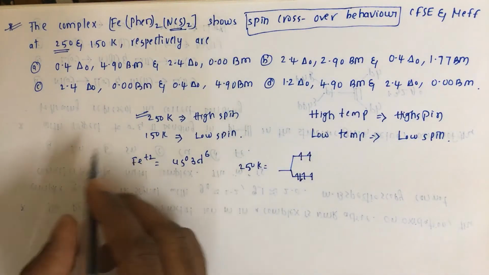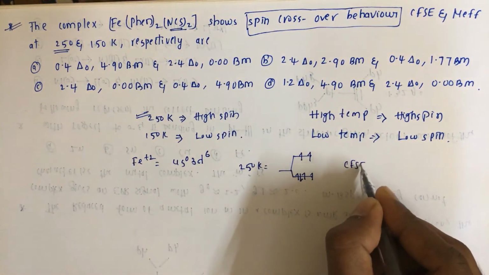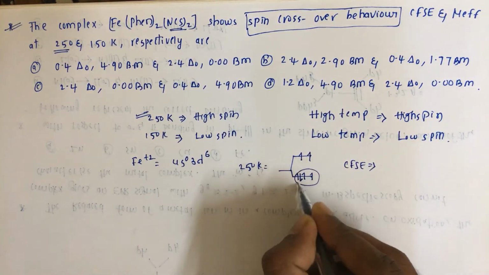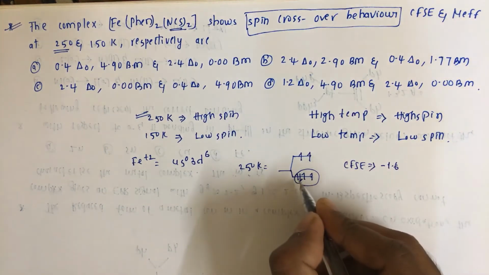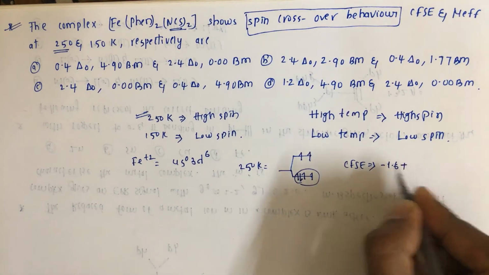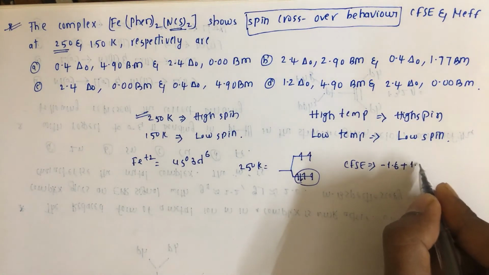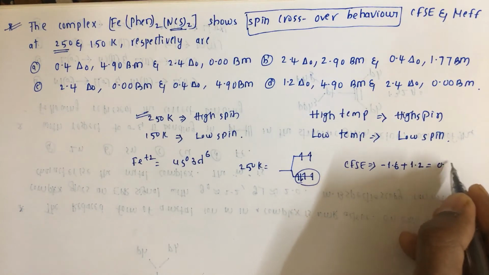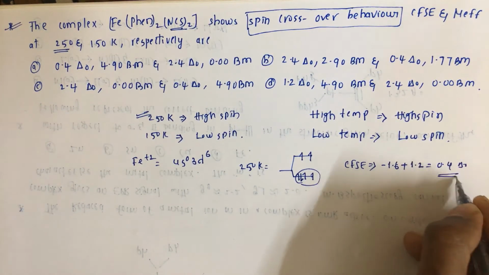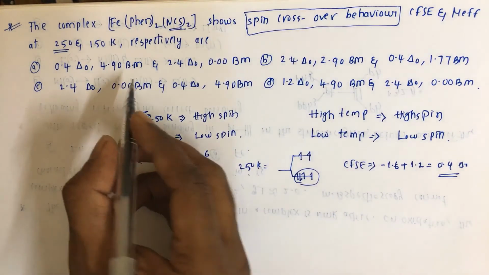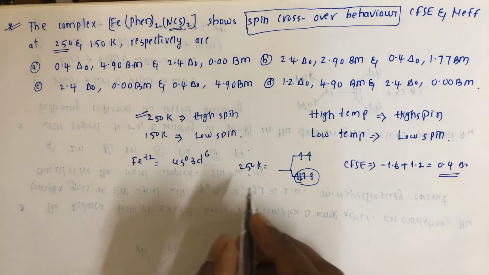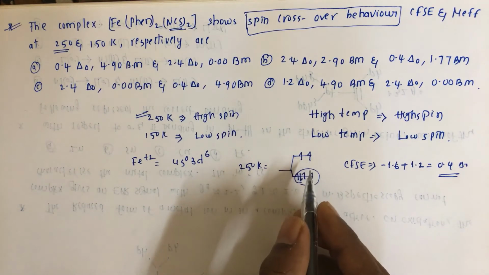So the CFSE at high temperature will be, this is 1.6, 1.6 plus this will be 1.2, so this comes out to be 0.4 delta naught, at high temperature. And magnetic moment, how many unpaired electrons are there? 5 unpaired electrons are there.